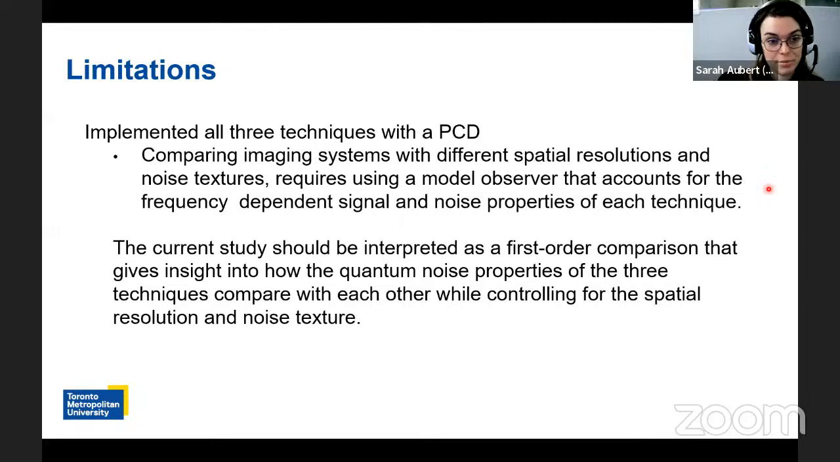There are, however, some limitations with this study, specifically comparing the quantum noise properties of these 3 techniques, and that all 3 techniques in our study were implemented with a photon counting detector. In reality, digital subtraction angiography and KV switching would likely be implemented with an energy integrating detector. However, when comparing imaging systems with different spatial resolutions and noise textures, we require a model observer that accounts for the frequency-dependent signal and noise properties of each technique. And as such, this study should be interpreted as a first-order comparison that gives us insight into how the quantum noise properties of these 3 techniques compare, while we control for spatial resolution and noise texture.